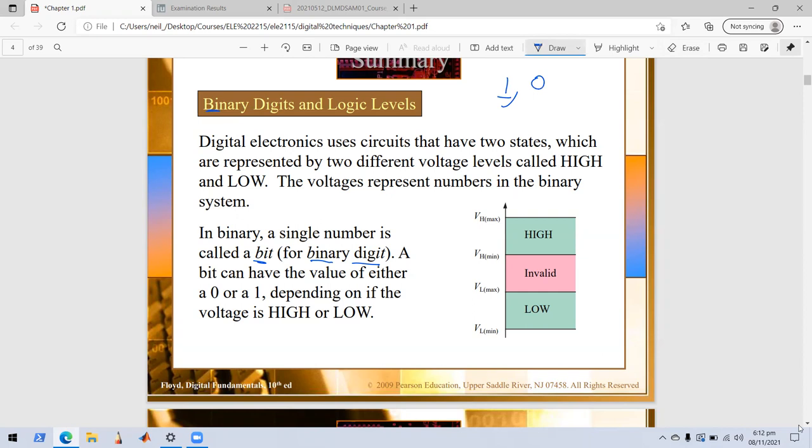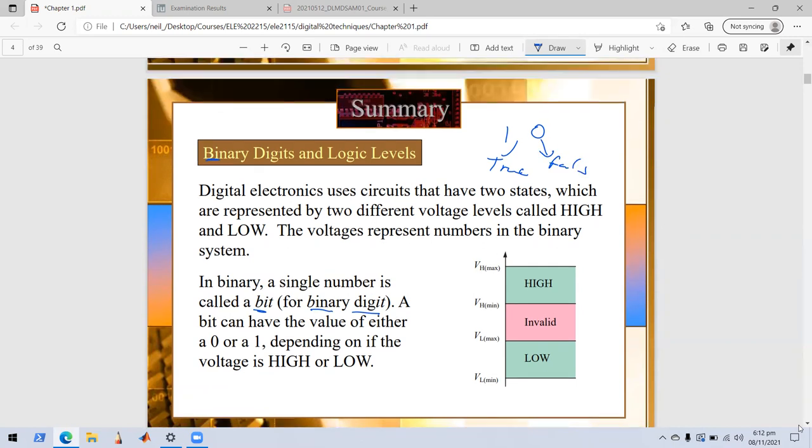When it's on, it's 1. When it's off, it's 0. Also, some other terms you might see is that sometimes 1 is referred to as true and 0 is referred to as false. And also 1 you might see being referred to as high and 0 being referred to as low, right? So binary isn't that hard, only two numbers really, 1 and 0.